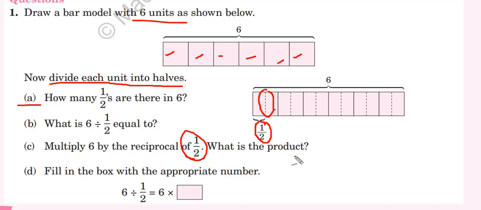And 6 multiplied by 2 by 1 will again come out to be equal to the number 12. Now here 6 divided by half will be equal to what? 6 divided by 2 upon 1, which comes out to be equal to how much? This number comes out to be equal to 12.